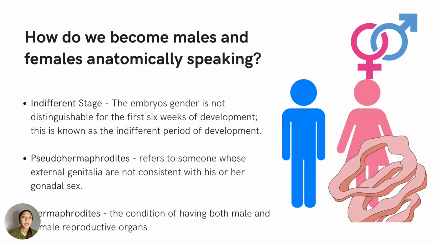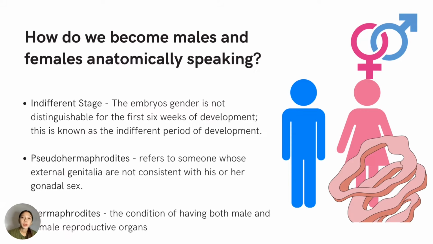How do we become males and females anatomically speaking? Paano daw tayo naging lalaki, paano daw tayo naging babae? So, first is what you call the indifferent stage. The embryo's gender is not distinguishable for the first weeks of development. This is known as the indifferent period of development.